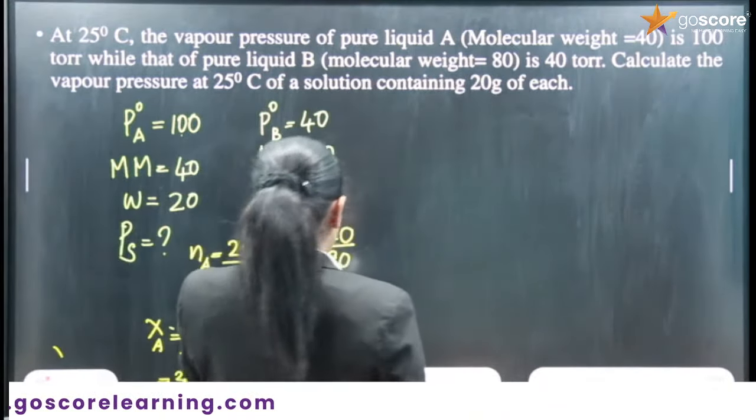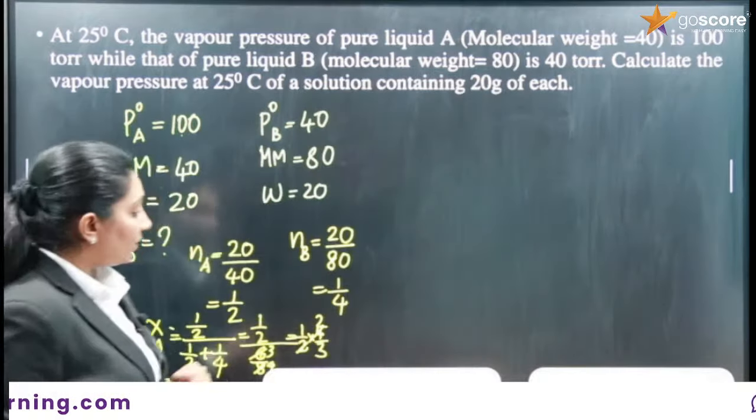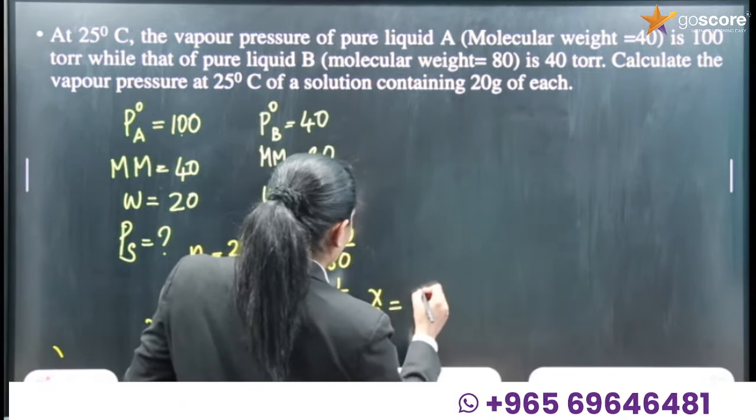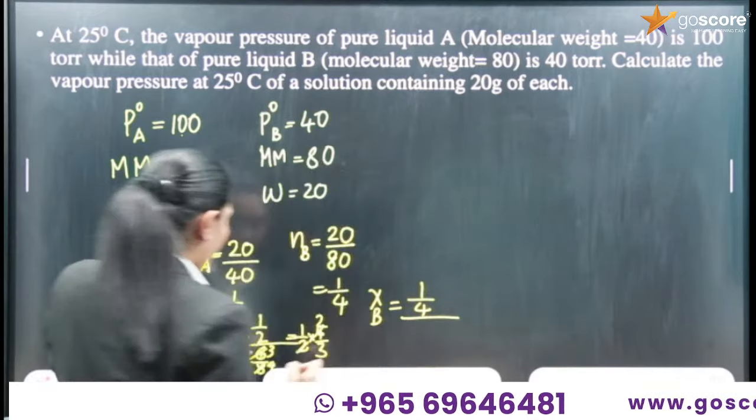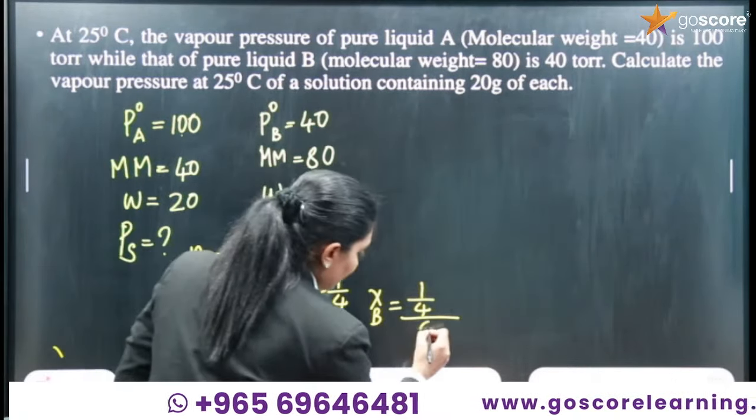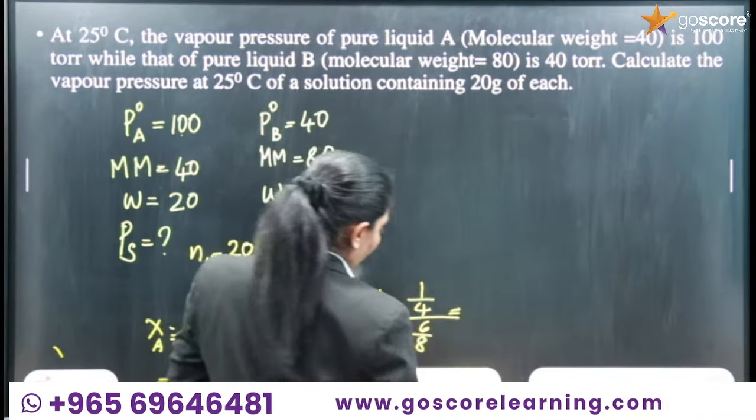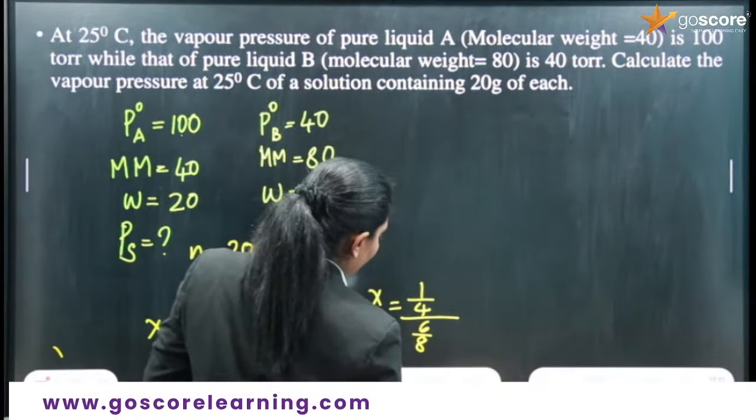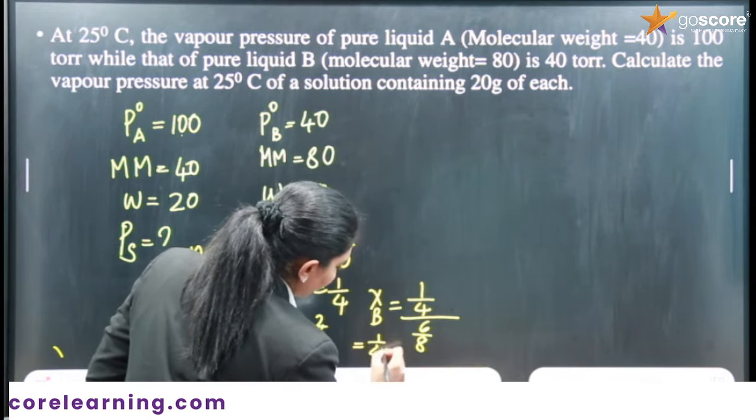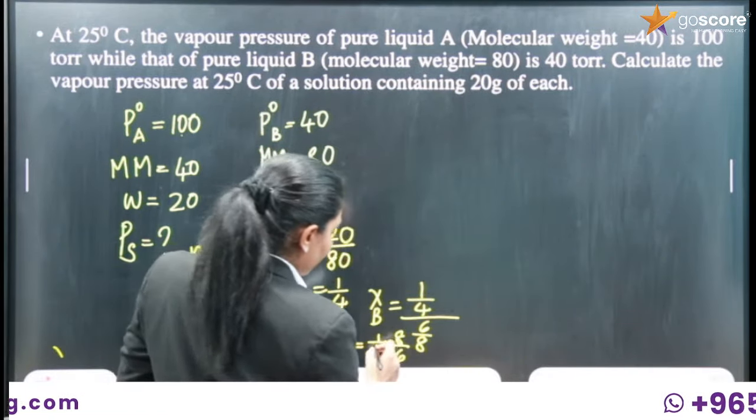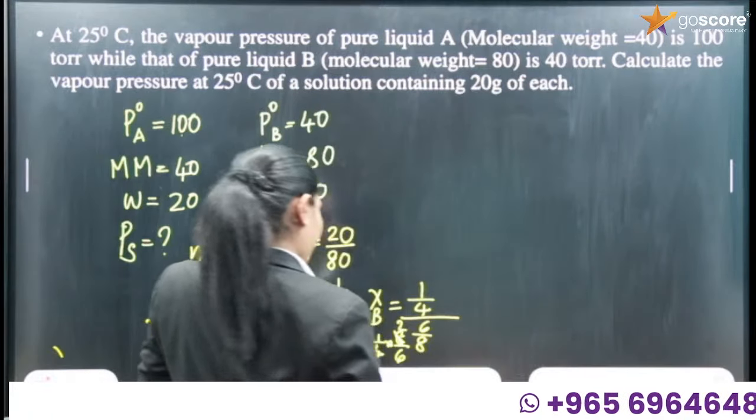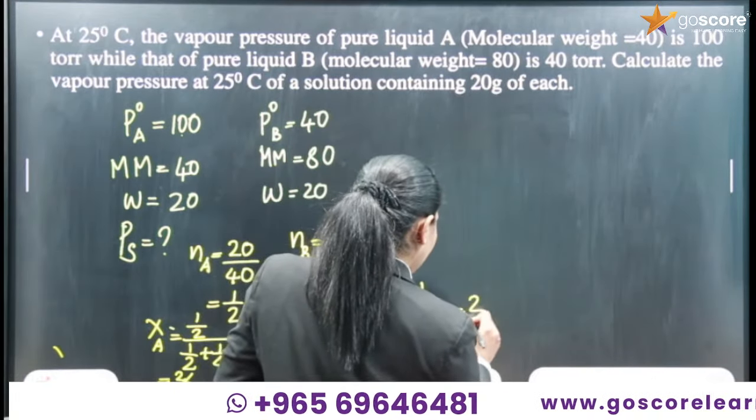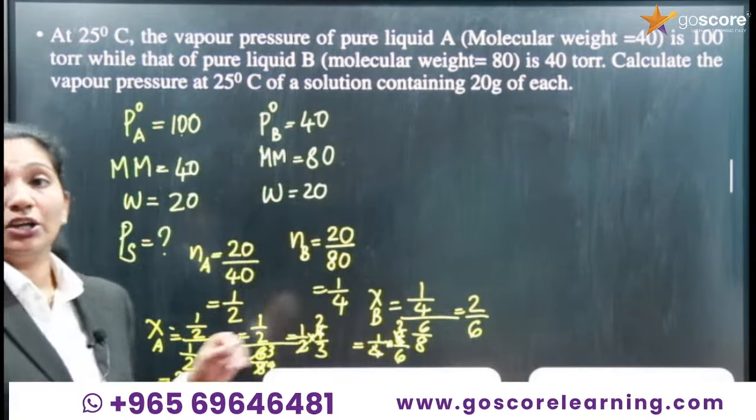Okay. So for the second component B, what will we get? How will we find out the chi B? Same as that of chi A. We can find chi B is equal to 1 by 4 divided by chi A plus chi B. We get it as 6 by 8, right? So when you do it, what will you get? This will be equal to 1 by 4 into 8 by 6. That is 2 by 6, right? Here we are getting it as 2 by 6.